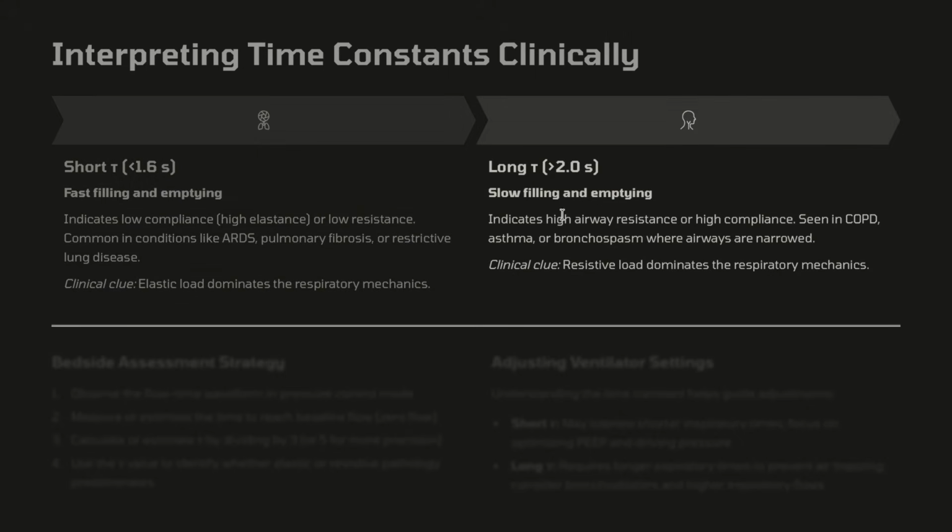Next is a long tau, which means slow filling. It indicates high airway resistance and high compliance, seen in COPD, bronchospasm. So the clinical clue is that the resistive load dominates the respiratory mechanics.